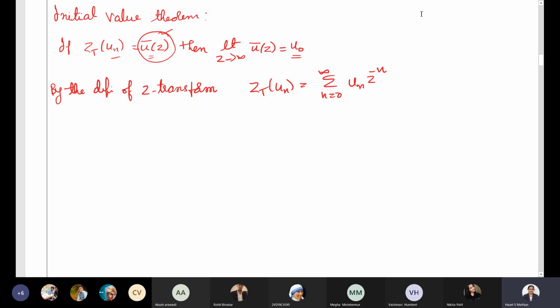Now the first step is that the z transform of u(n) can also be written as u bar of z. So u bar of z is equal to, let's give different values for n starting from n equal to 0. We have u(n) z power minus n. When n equal to 0, it will be u(0) z power minus 0. Anything power 0 is 1, so we have u naught.